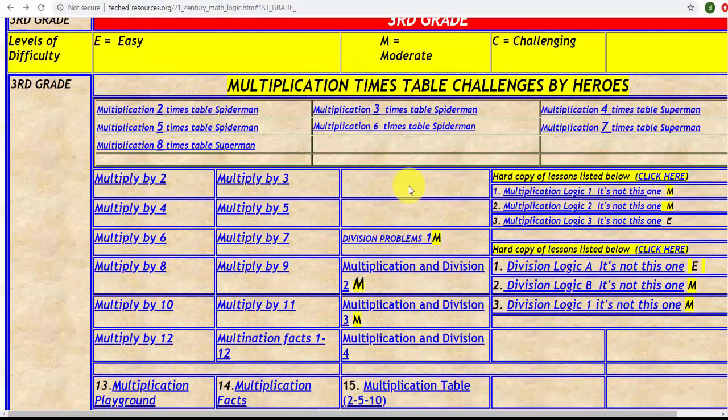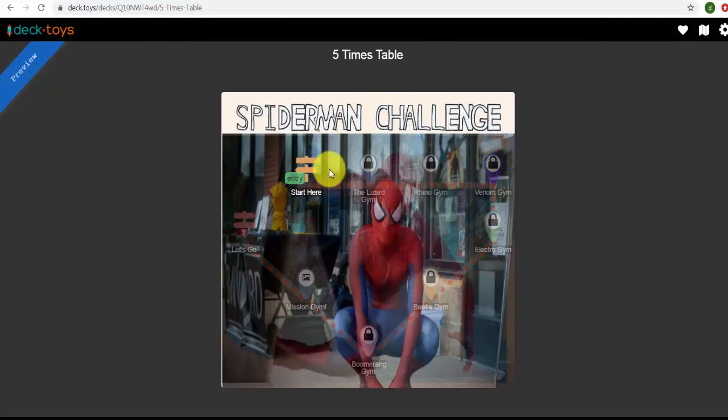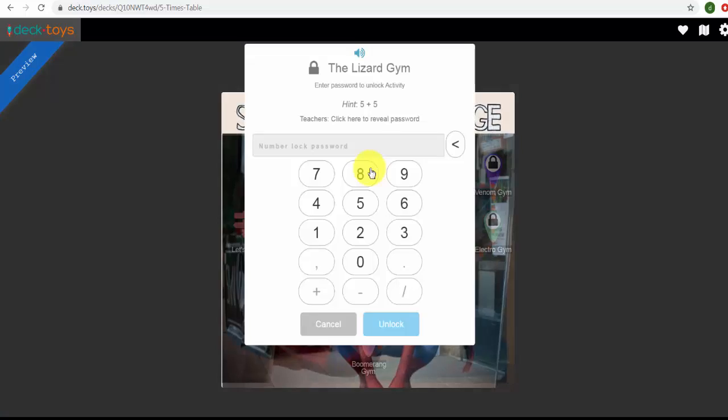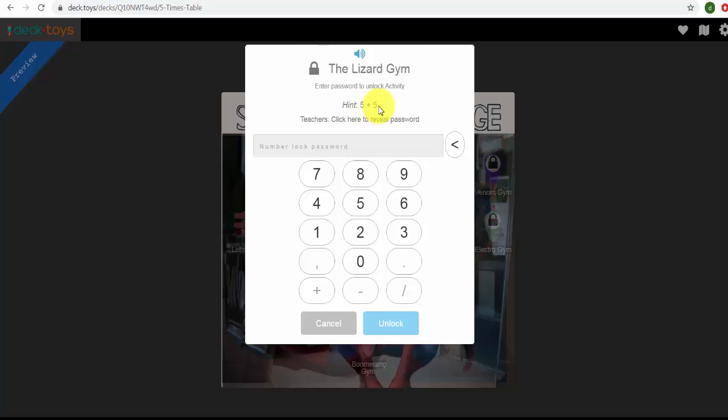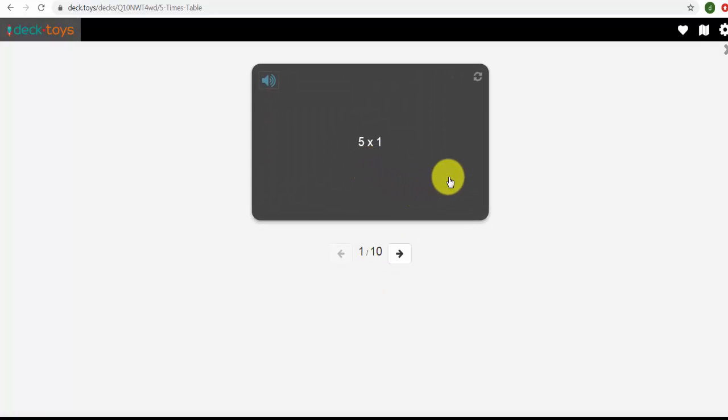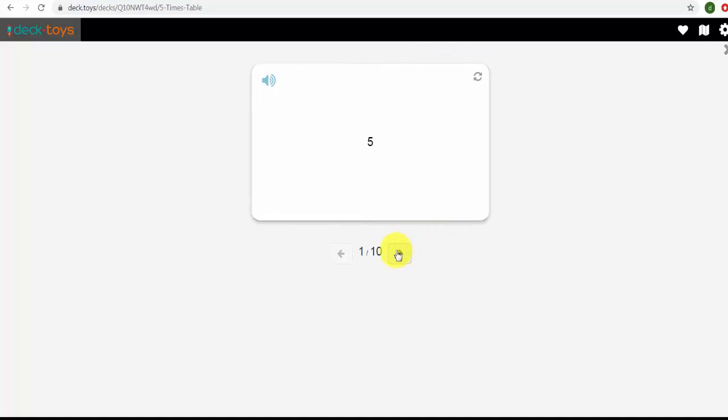Second grade, third grade, multiplication is extremely, across the state, across the country, students are not learning their multiplication tables. So we devised a way for you to do that. Now, for example, with this one, let's go with, well, 5. Okay, we have Superman's challenge. Start here. Okay, he's going to start. We go to the Lizard's Gym, and it's got a key to it. What's 5 plus 5? Well, click here. The answer is 10. And it unlocks it. Okay? 5 times 1 is what? 5. Okay. We know that.